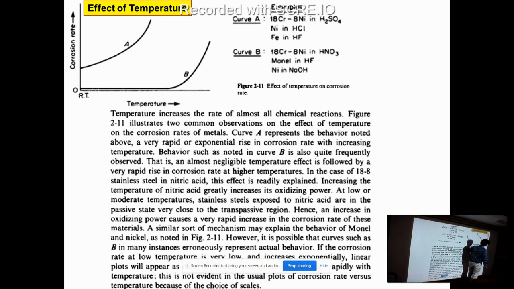So if you increase the temperature, the corrosion rates will always be higher. The corrosion rate will be increased. The best example for this is chromium, nickel, and sulfuric acid. So in sulfuric acid, with chromium, nickel, if I increase the temperature, the corrosion rates increase.